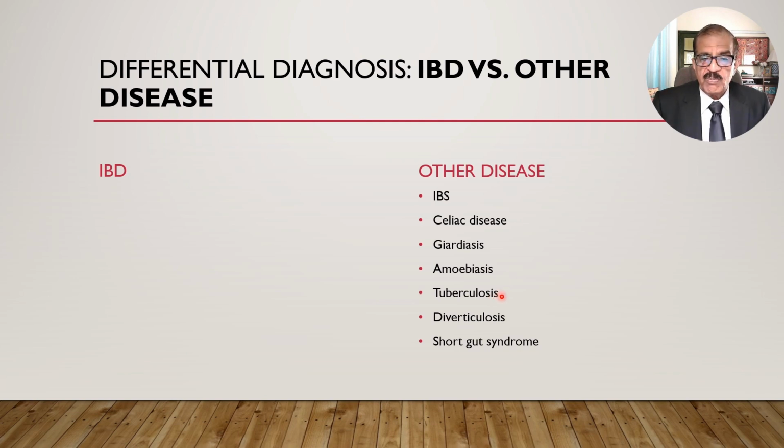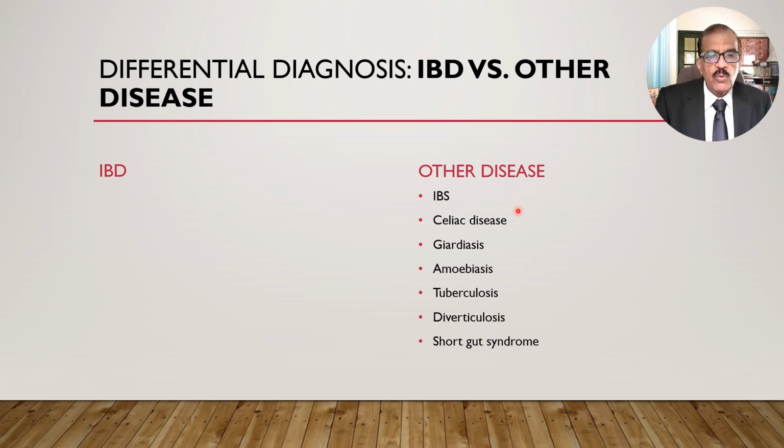It could also cause mesenteric hypertrophy. It could also cause mesenteric lymphadenopathy, the features of Crohn's disease. So tuberculosis of intestine would be very close differential diagnosis of Crohn's disease, diverticulosis, and short gut syndrome. Any condition where there is a short gut because of previous surgery or other things, there could be symptoms similar to IBD. So our approach is first to rule out common conditions.